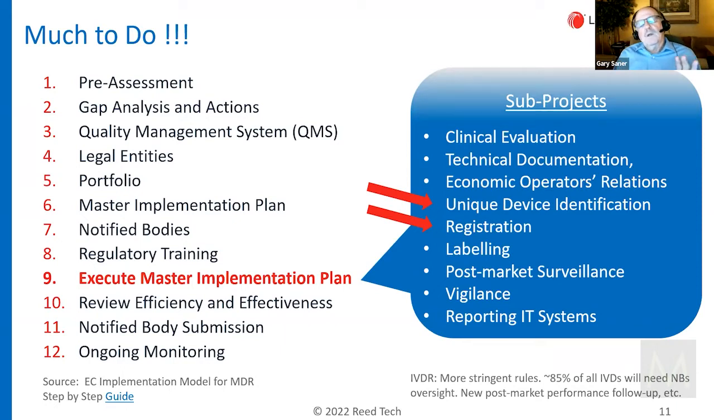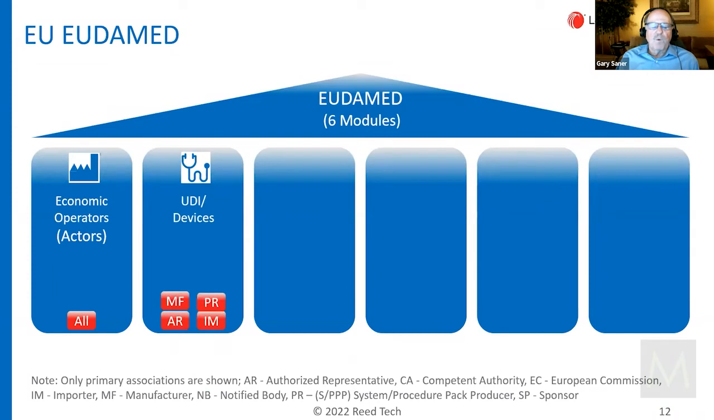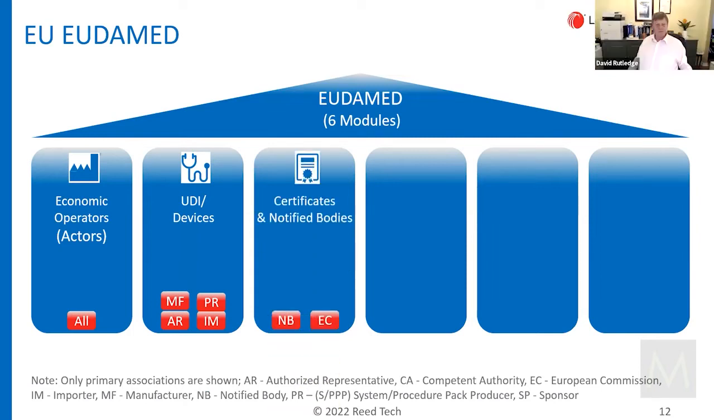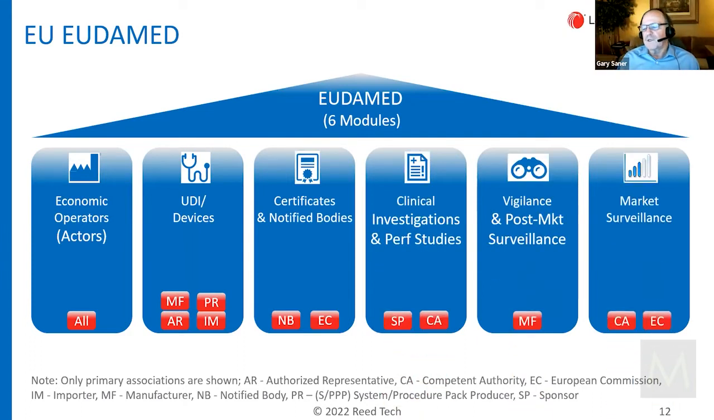Now, we also need to be aware that with the new platform comes a new database. There are a number of modules. This is the brand new framework, and hopefully a recap for those people. I'll just walk through the 6 modules here. One is to register your company, called an economic operator. There are actors being referred to. Then the one most closely aligned to the FDA GUDID database is the UDI and devices module. There's another module for certificates and notified bodies, and you go down the list: clinical investigations, vigilance, and market surveillance.